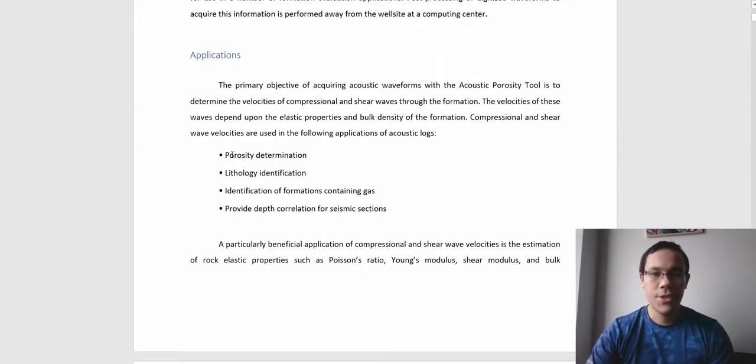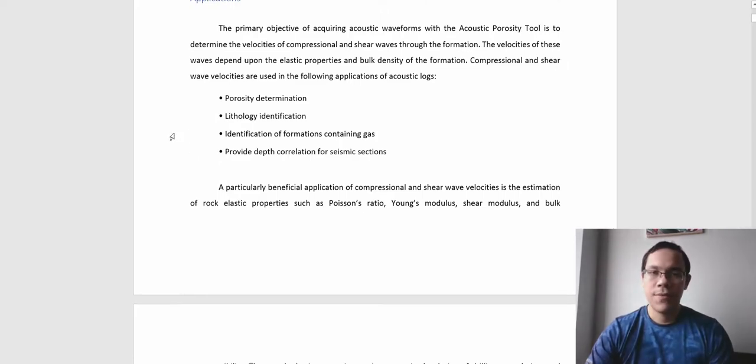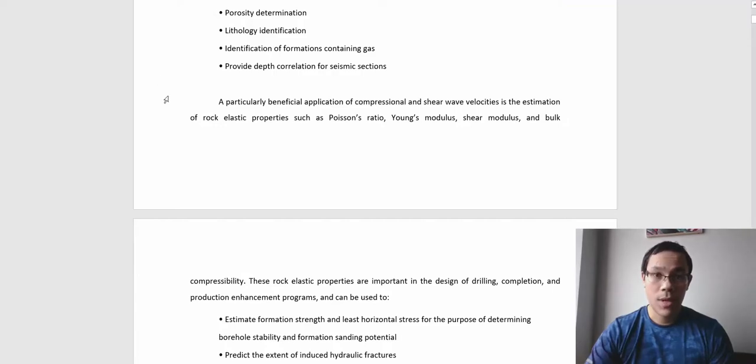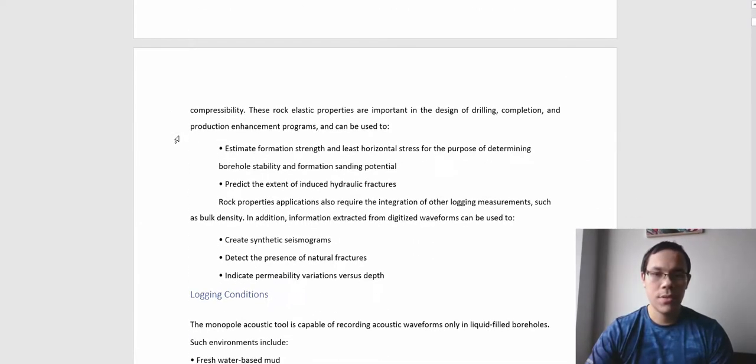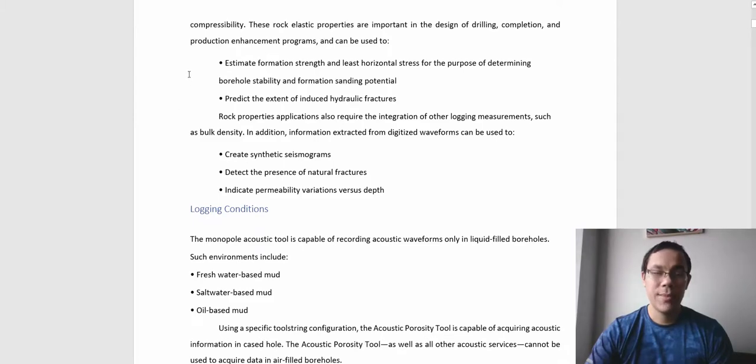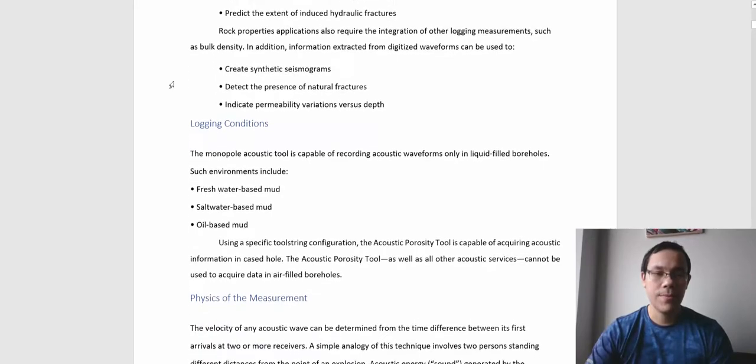The primary applications are porosity determination, lithology indicators, identifying gas-containing zones, to provide depth correlation for seismic sections, also to provide mechanical rock properties, etc.